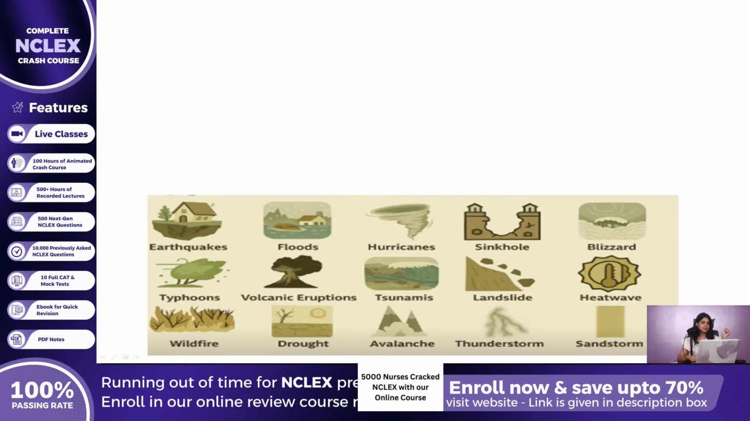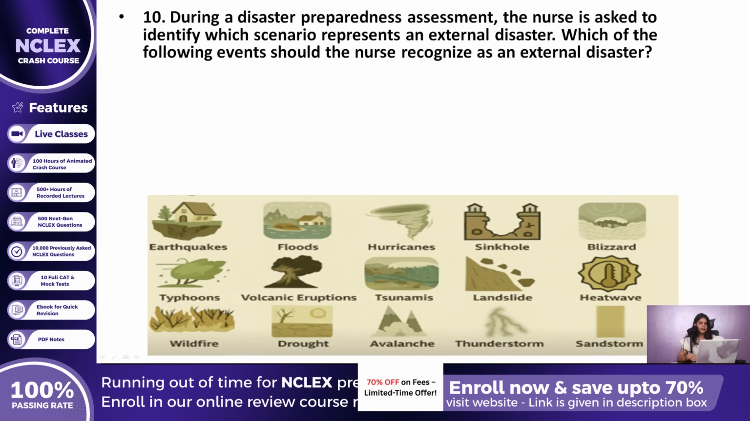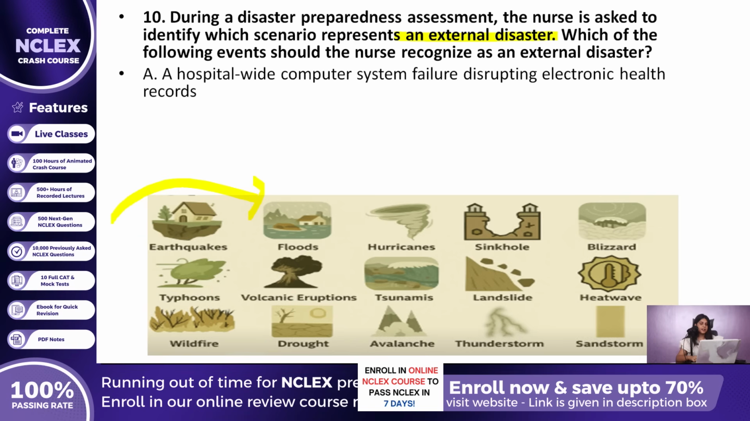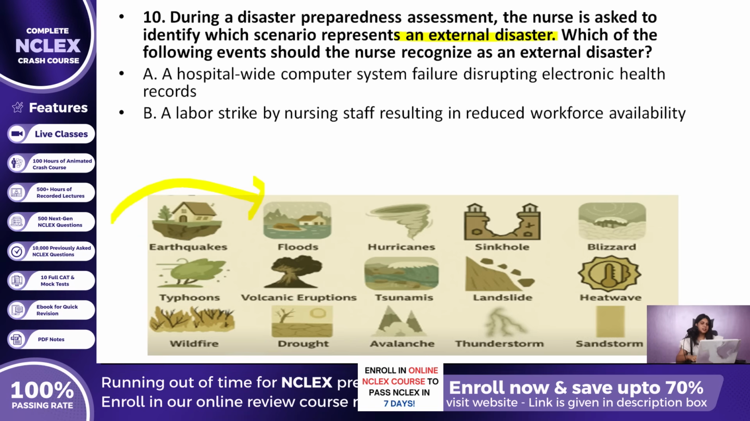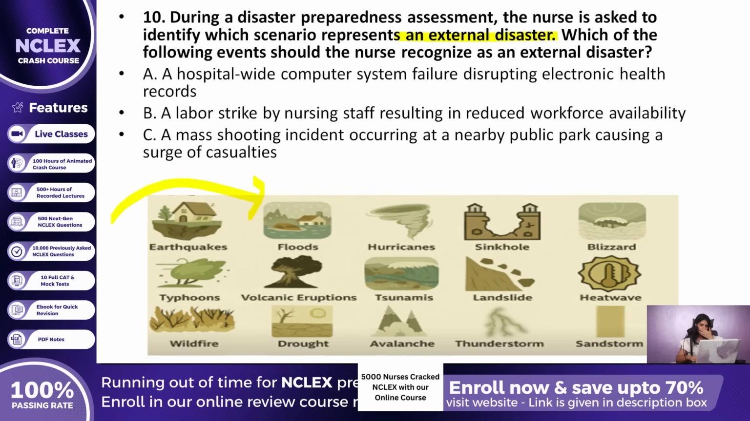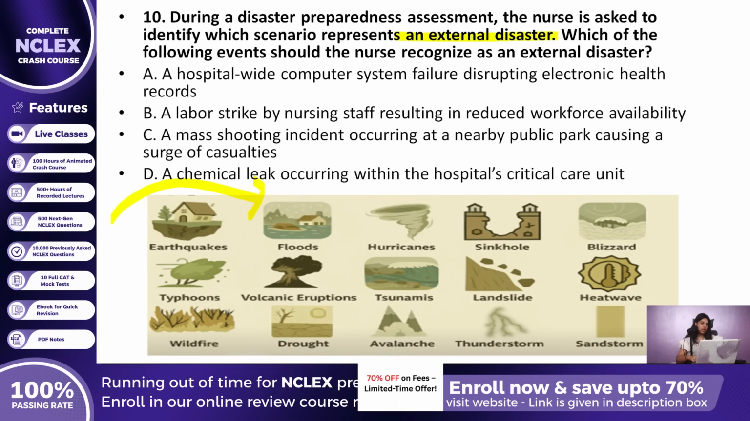Moving forward to question 10. During a disaster preparedness assessment, the nurse is asked to identify which scenario represents an external disaster. The options are A, a hospital-wide computer system failure, B, a nursing staff labor strike, C, a mass shooting at a nearby public park, and D, a chemical leak within the hospital's critical care unit.